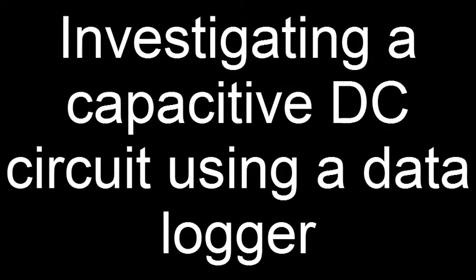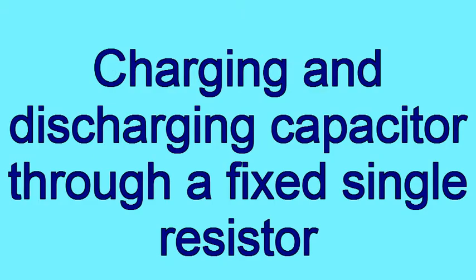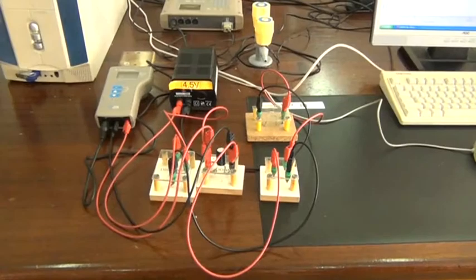In this experiment, we shall investigate a capacitive DC circuit using a data logger. For the first experiment, we shall charge and discharge a capacitor through a fixed resistor.